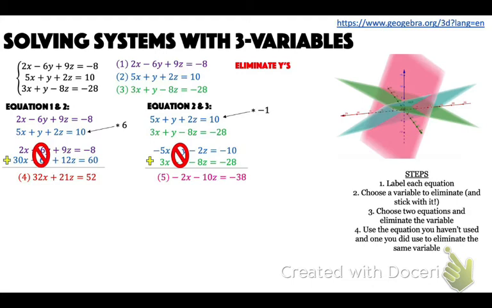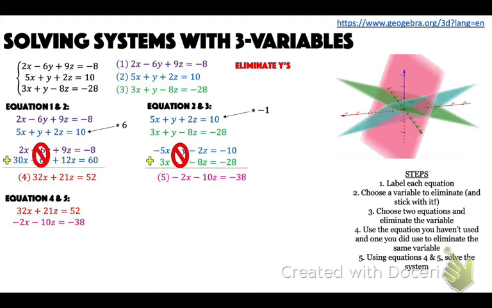Okay, once you get down to equation 4 and 5, you should have the same variables in each of these equations. They both have an x and a z in there. So we're going to put equations 4 and 5 together, and we're going to solve that system. So that's going to be 32x plus 21z equals 52, -2x minus 10z equals -38.